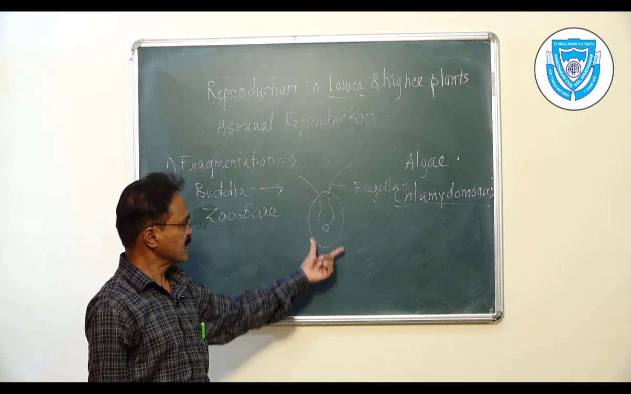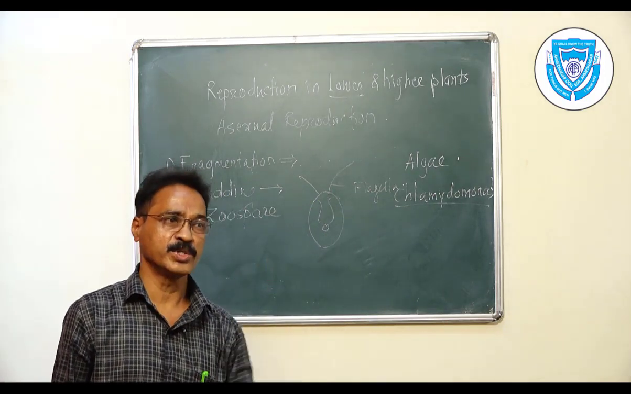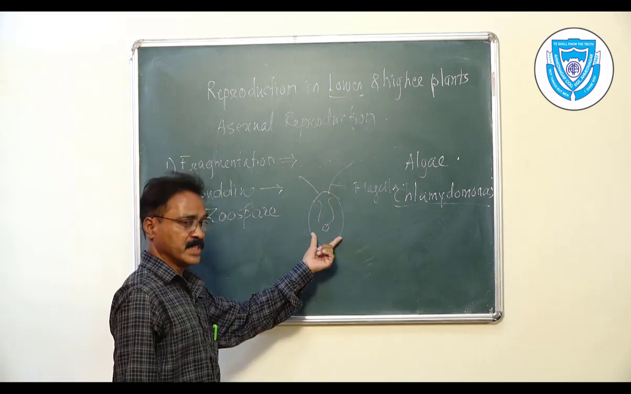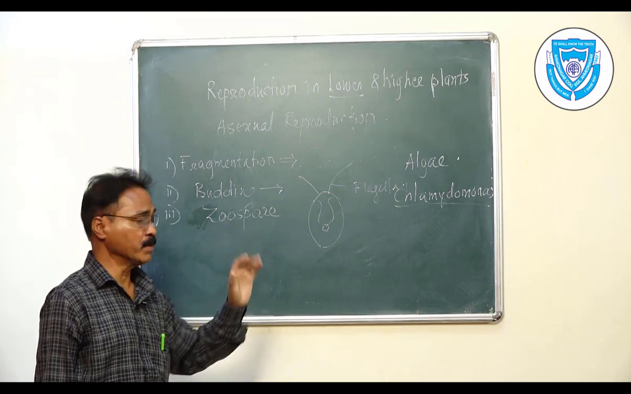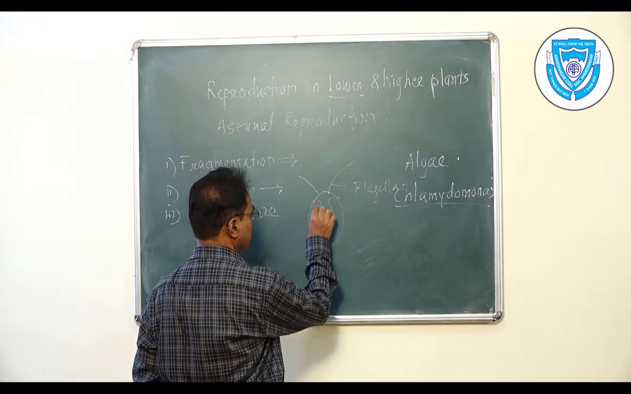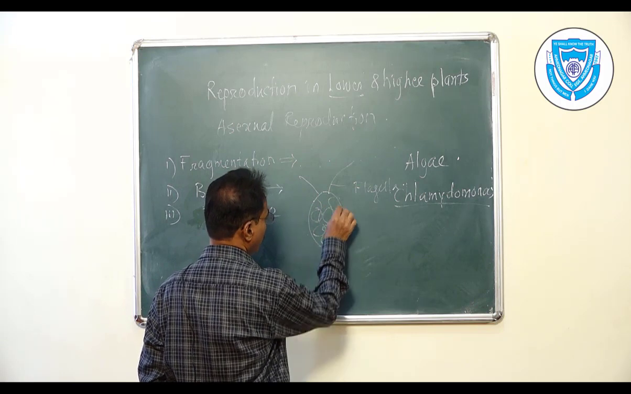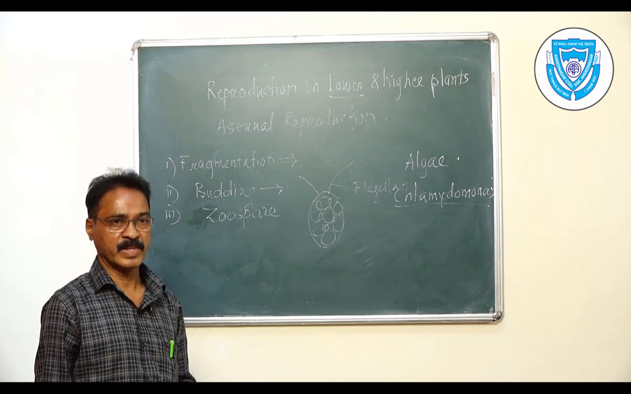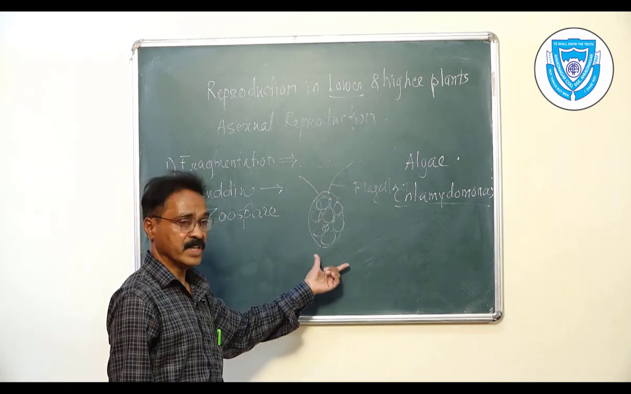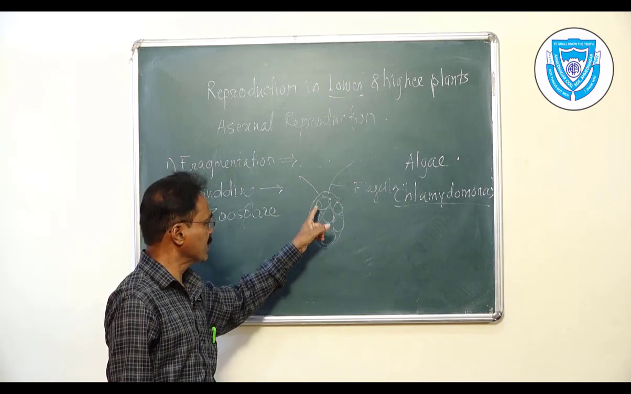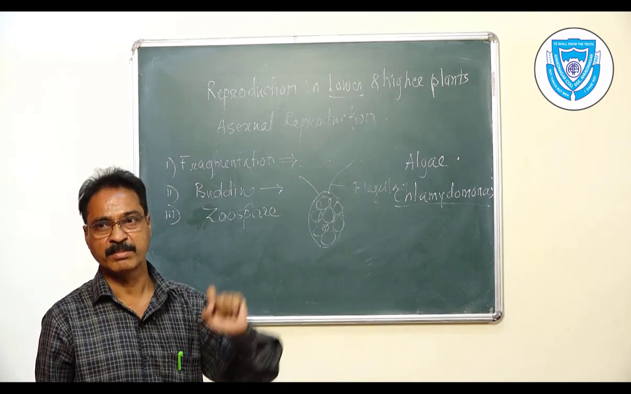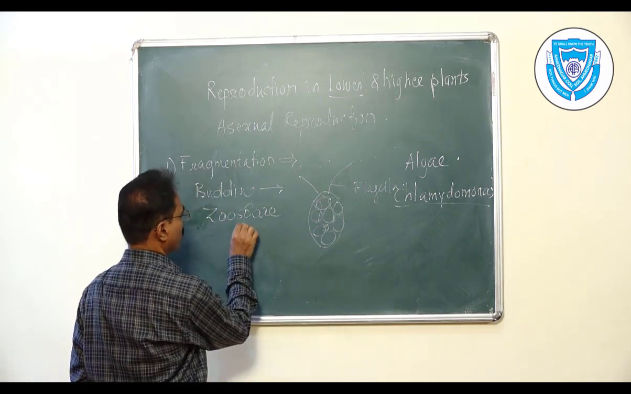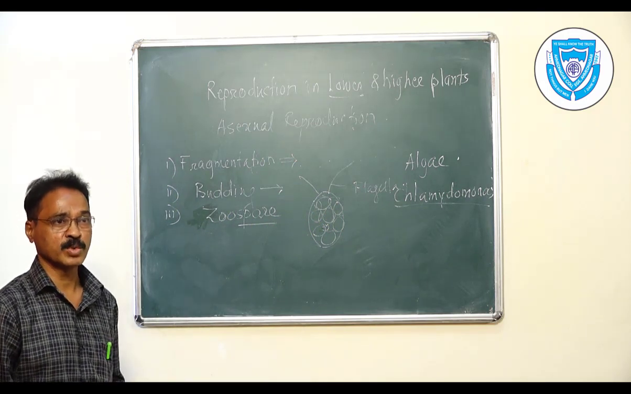So this is a single-celled individual. The organism is made up of only a single cell, and after maturity, when the conditions are favorable, this cell produces some small structures which resemble the mother cell. They are only small, but the structure inside is exactly similar to the mother cell. Now each cell is converted into a spore. It is called the zoospore.